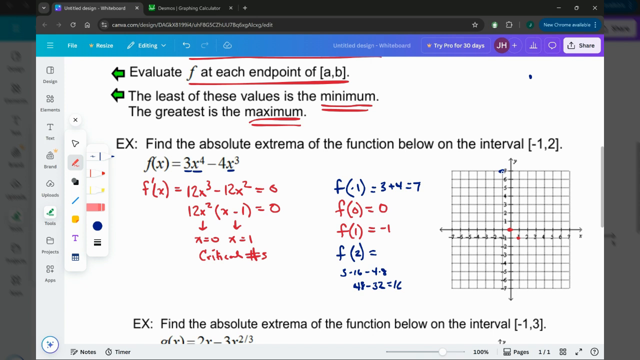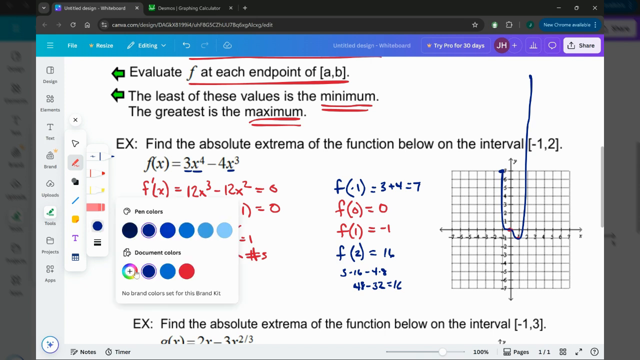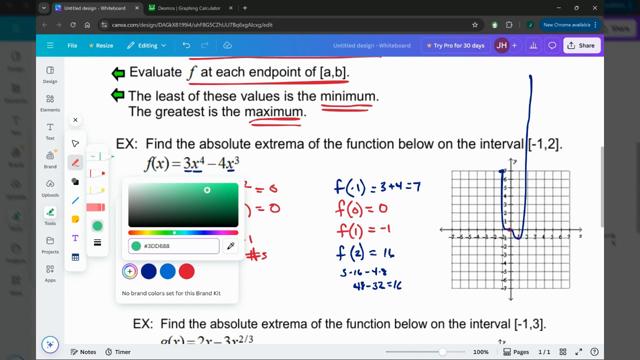So this graph comes down. If you graph this on your calculator, it would level off here, it would come down here, and that would shoot all the way up to 16. Now, really, we don't even need to know that about my graph. I don't need to know what the graph looks like. All I have to do is take a look at the values I just found.